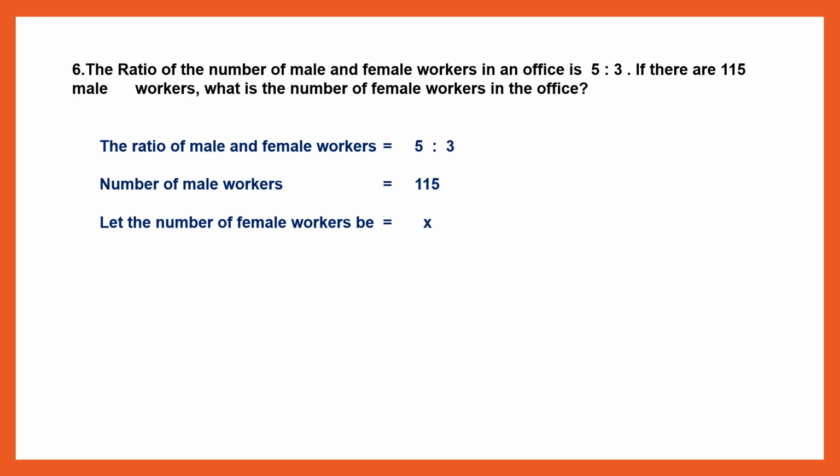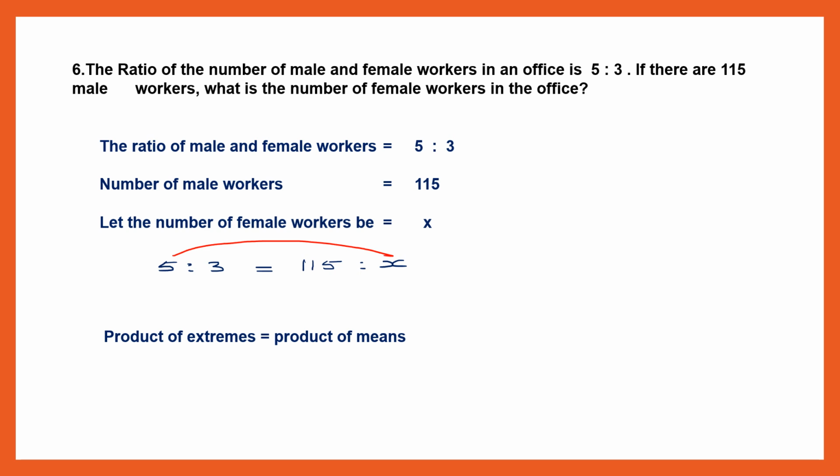So now we will have 5:3, male is to female. Similarly here, male is to female. So female will be x. So now we can apply this formula, product of extremes equals product of means. So here we have the extremes and here we have the means. So that will be 5 into x is equal to 3 into 115.